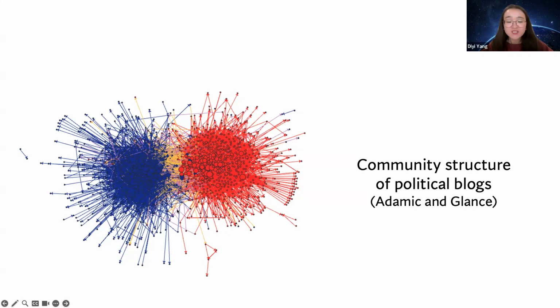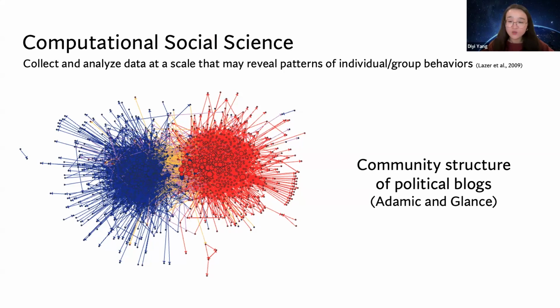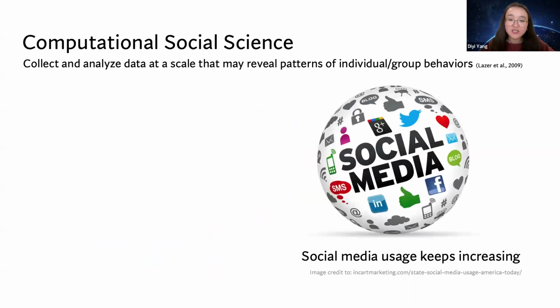This is a very interesting analysis, and it's a very classic example of computational social science research, where the goal is to collect and analyze data at a scale that may reveal patterns of individual or group behaviors. This is a definition from Lazer in around 2009. And I think also, if you think about what happens after 2000, the increasing usage of social media or online media largely facilitates computational social science research.